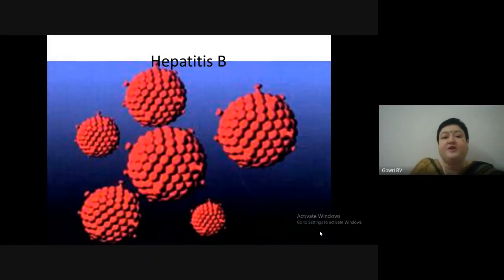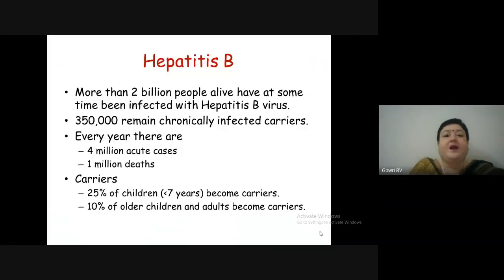So we are stepping into hepatitis B, the recombinant vaccine, hepatitis B surface antigen. This is an introduction slide of hepatitis B. More than 2 billion people alive have at some time been infected with hepatitis B virus. Around 350,000 remain chronically infected carriers. So the larger amount of people are the carriers.